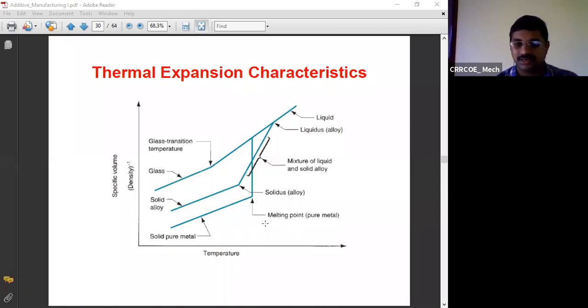I have given in one class the difference between composites and alloys. So the melting point: in our periodic table, in the lower classes, you have learned the melting points. In the periodic table itself, it is given for pure materials. They will give the melting points also. So this is about the temperature and specific volume relation. Based on these parameters, the thermal expansion is how it is going to be expanded, how it is going to be changed, its nature.